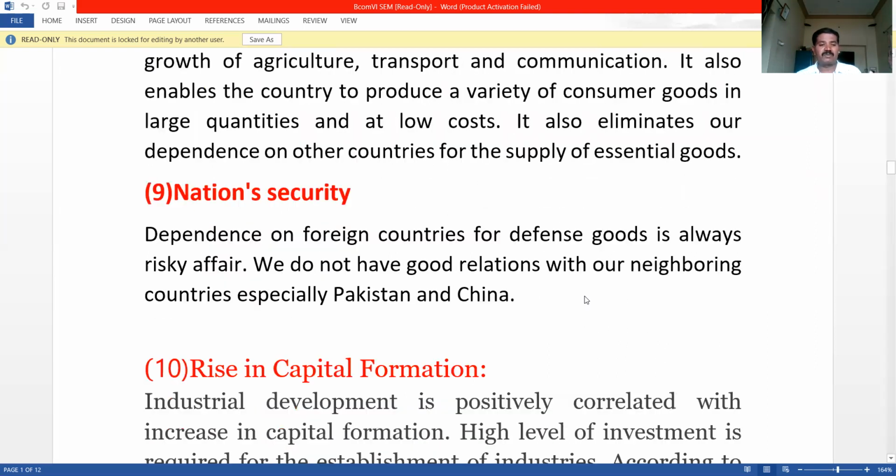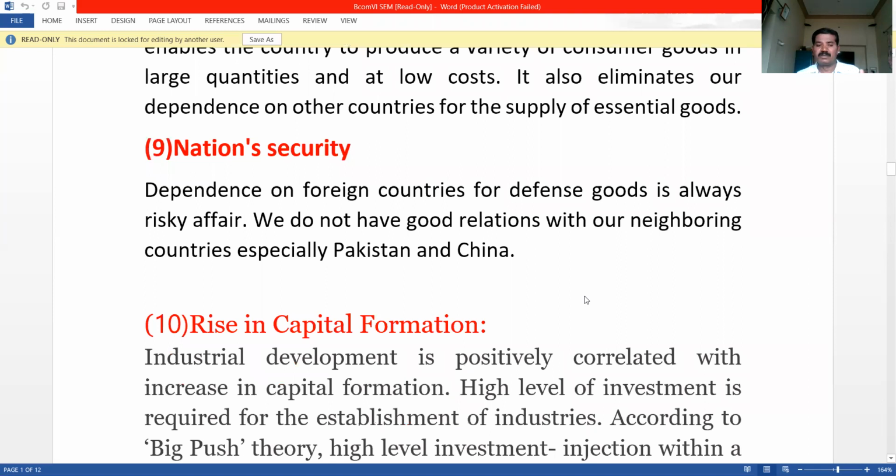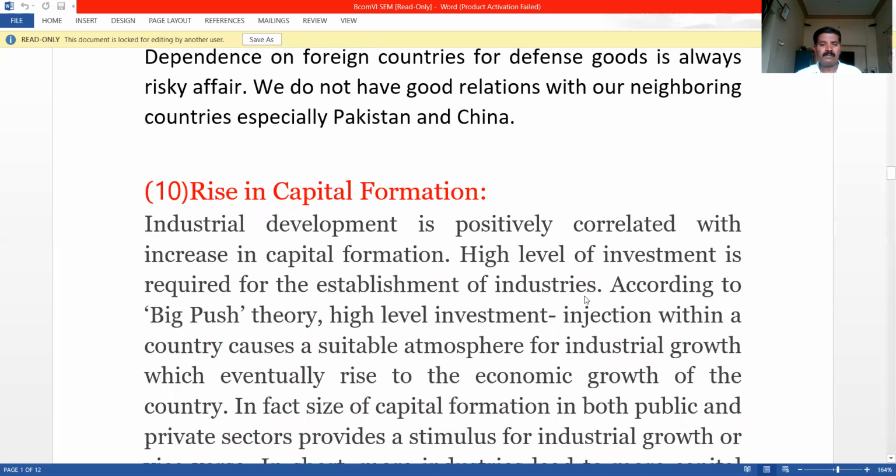Ninth point, national security. Fast development of industry is required for national security. Dependence on foreign countries for defense goods is always a risky affair. We do not have good relations with our neighboring countries, especially Pakistan and China.